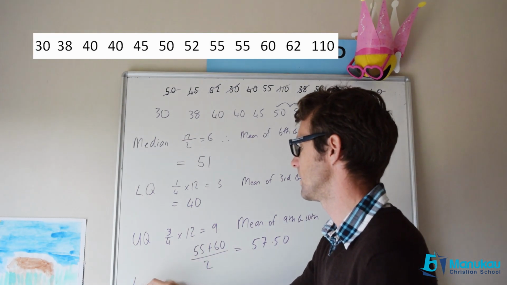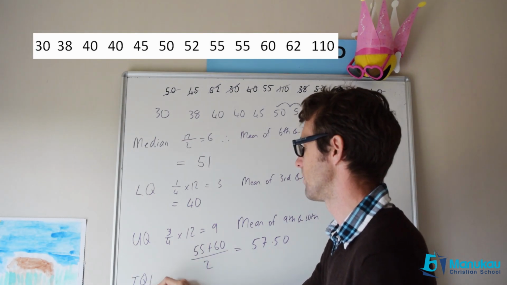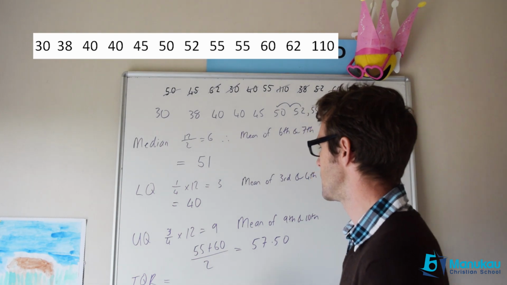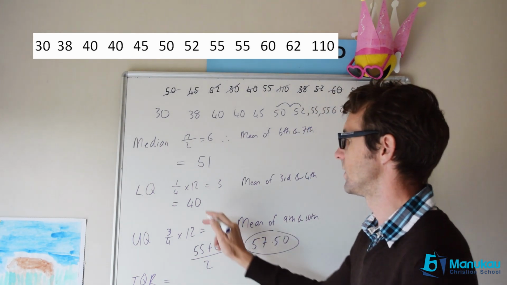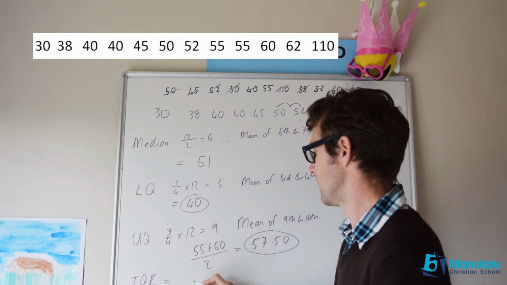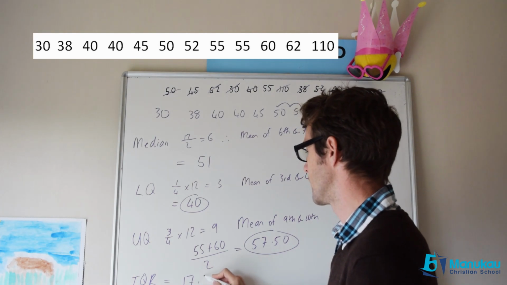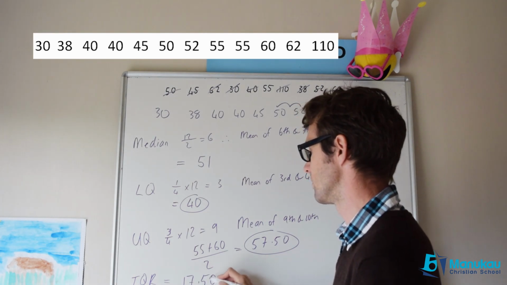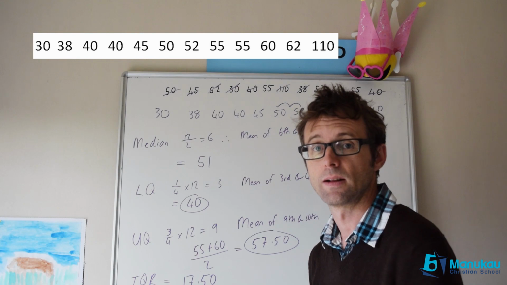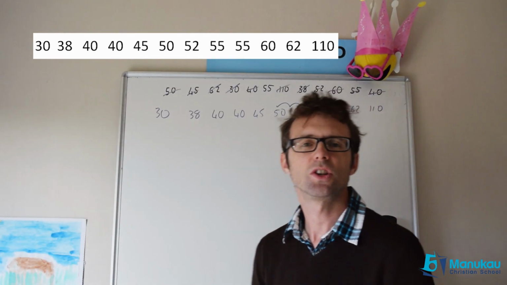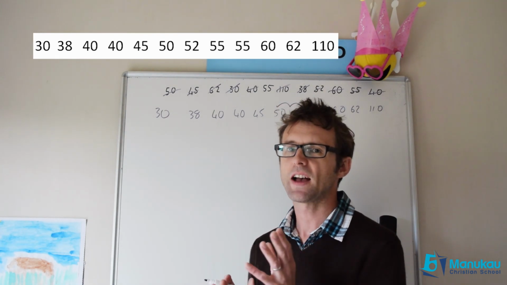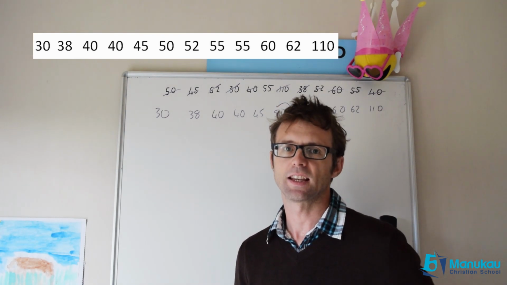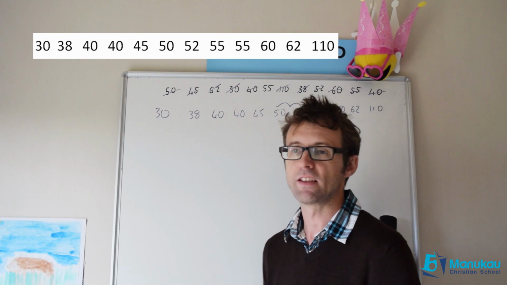The last part is the interquartile range, and that's going to be this subtract this, which is 17.50 or 17.5. That's the first part of the question. The second part of the question is asking us, what is the disadvantage of using mean as a measure of central tendency in this particular case?